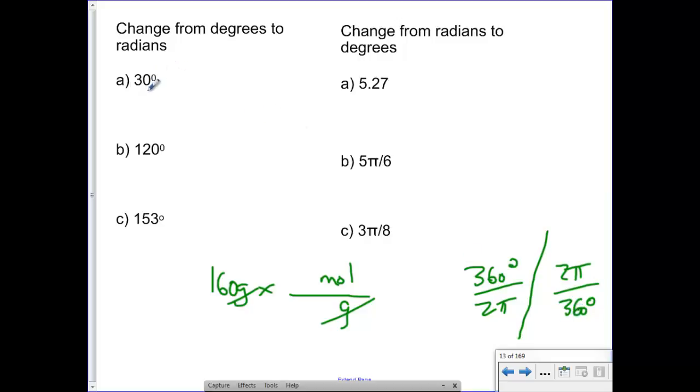So let's say we started with 30 degrees. I'm going to multiply by 2 pi over 360 and figure out how many radians there are. Because then the degree sign on the bottom would cancel. Does that make sense?